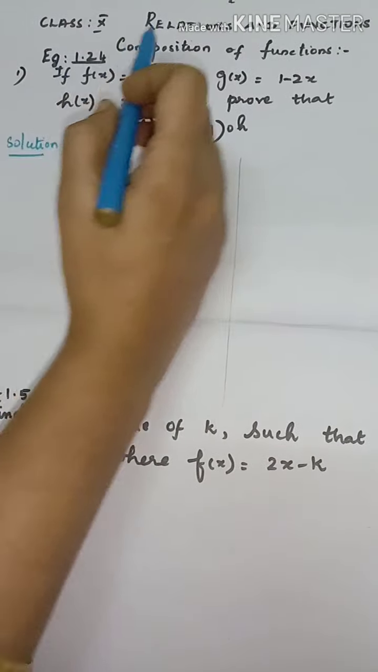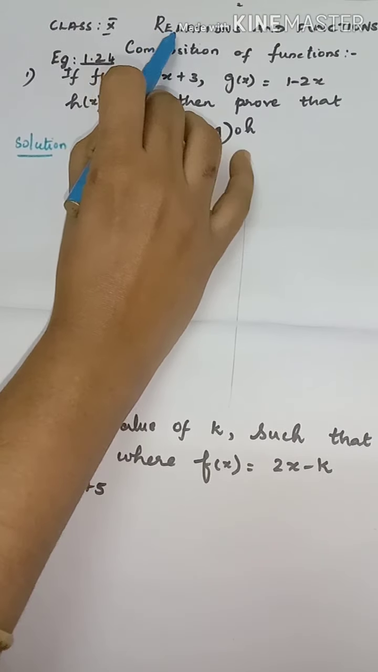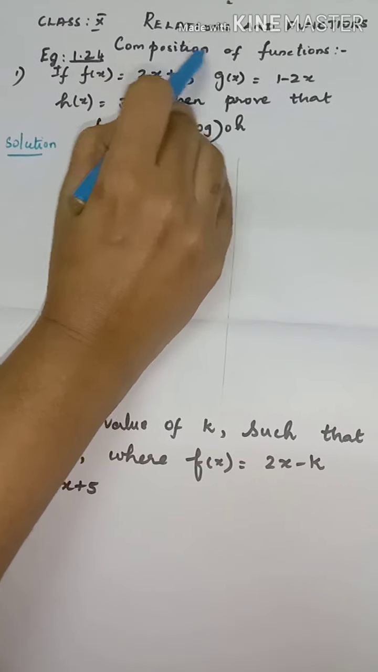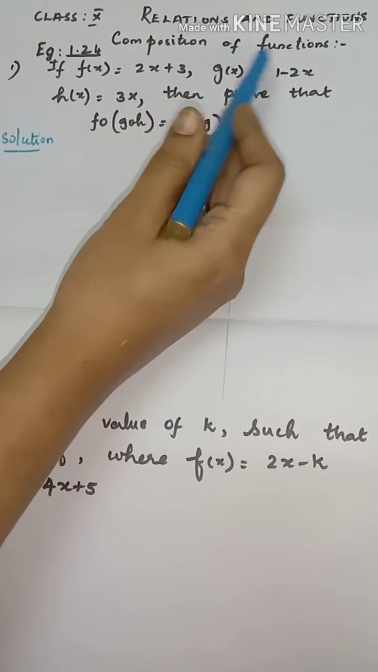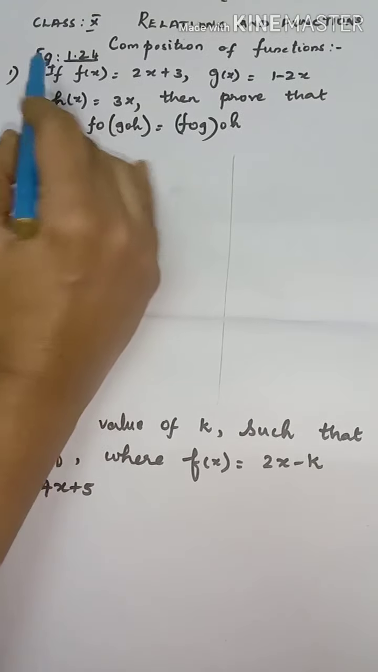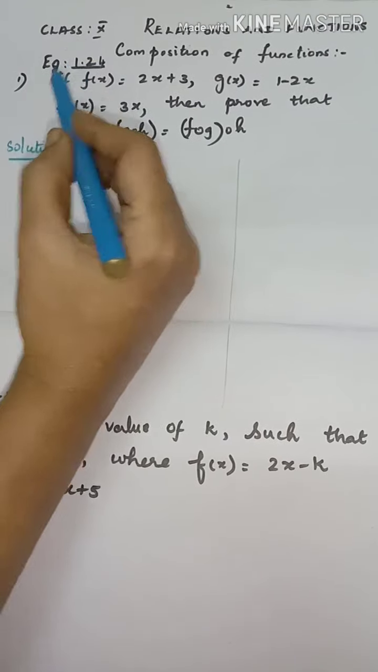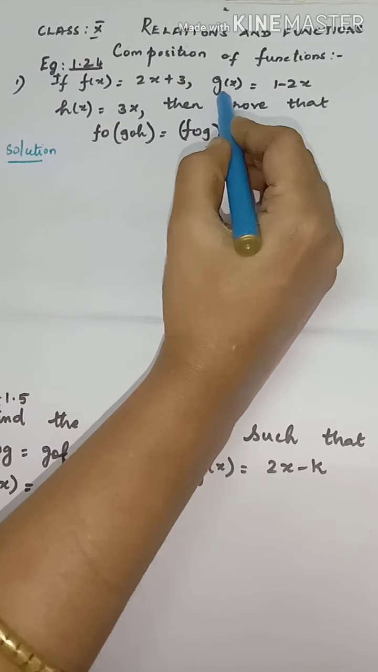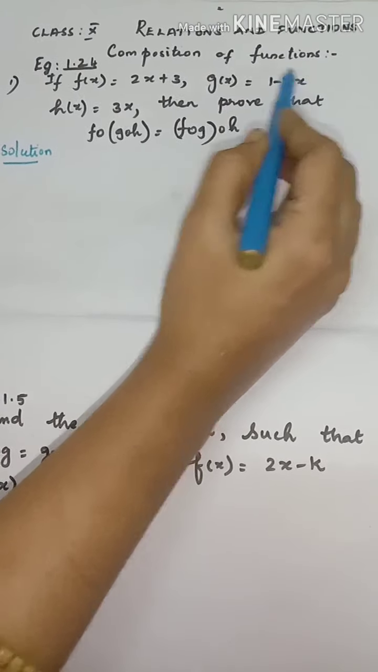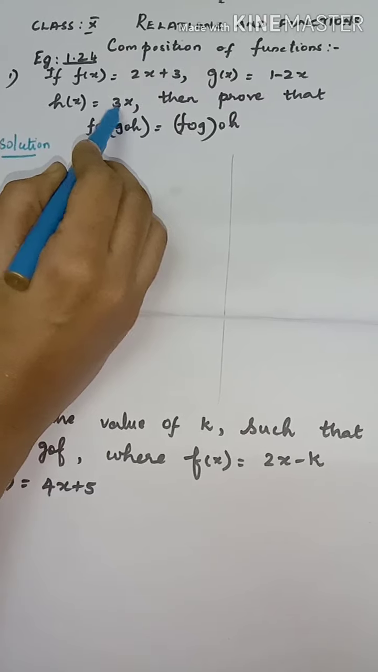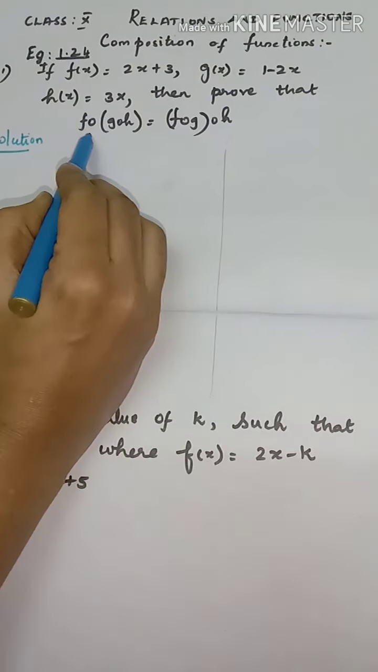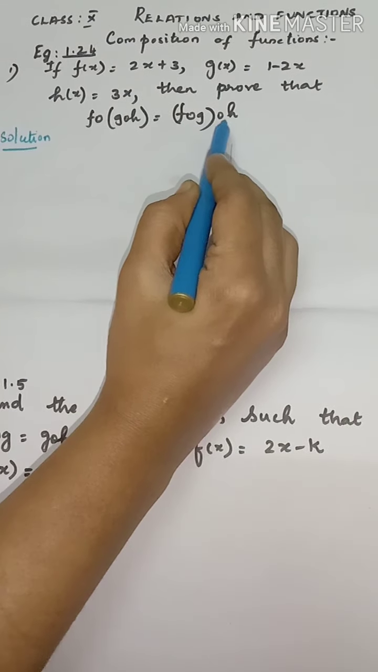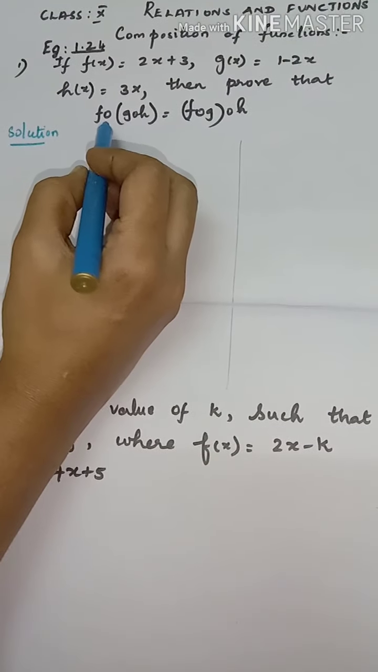Dear students, in this session, I am going to explain relations and functions of class 10. The topic is composition of function. In this, I have taken example problem 1.24. The question is: if f(x) = 2x + 3, g(x) = 1 - 2x, h(x) = 3x, then prove that (f∘g)∘h = f∘(g∘h). So what is the left hand side?